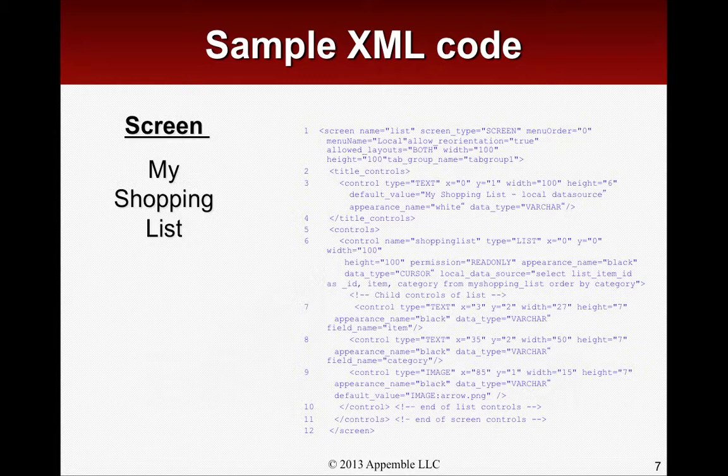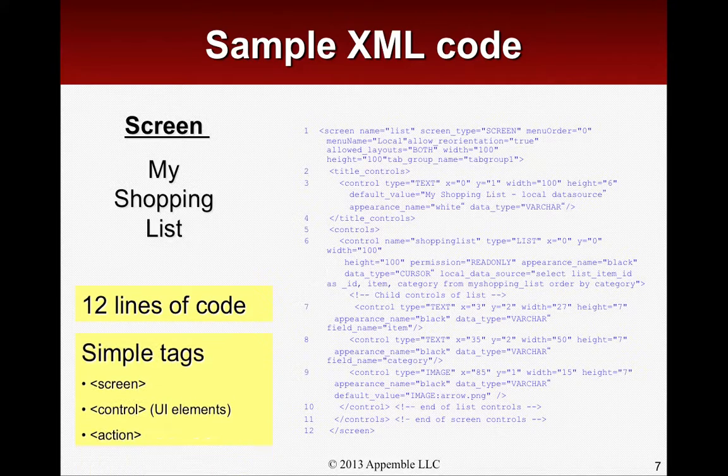Here is the XML code for my shopping list. This is just 12 lines of XML code. It uses simple XML tags like screen to define the screen and its attributes, and control to define the various controls on the screen. The title controls are defined in lines 2 and 3, and the list control with all its children is defined beginning at line 6, along with its local data source.